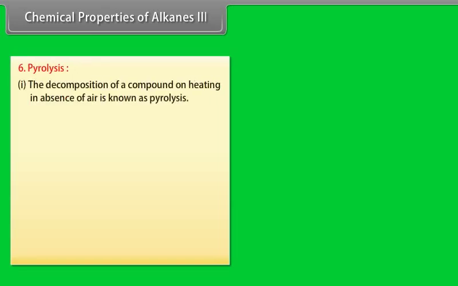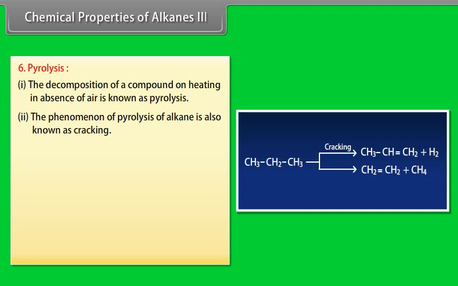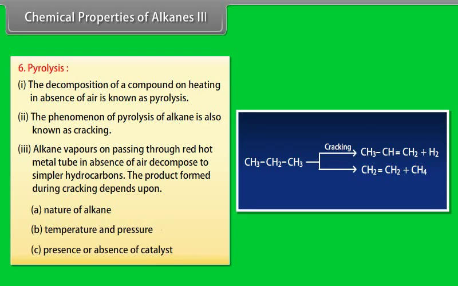Pyrolysis. Number 1: the decomposition of a compound on heating in the absence of air is known as pyrolysis. Number 2: the pyrolysis of alkanes is also known as cracking. Number 3: alkane vapors, on passing through a red-hot metal tube in the absence of air, decompose to simpler hydrocarbons. The products formed during cracking depend upon A, the nature of the alkane, B, temperature and pressure, and C, presence or absence of a catalyst. Here is an example of cracking.